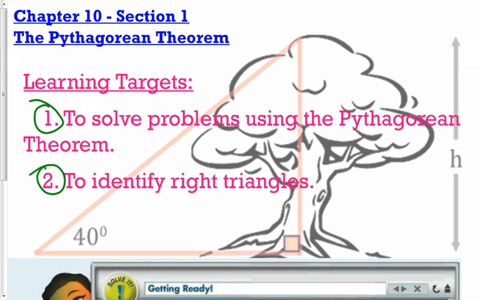I hope you got something out of this section about the Pythagorean theorem, one of the most popular and commonly used mathematical theorems in the real world. All right, we'll see you next time.